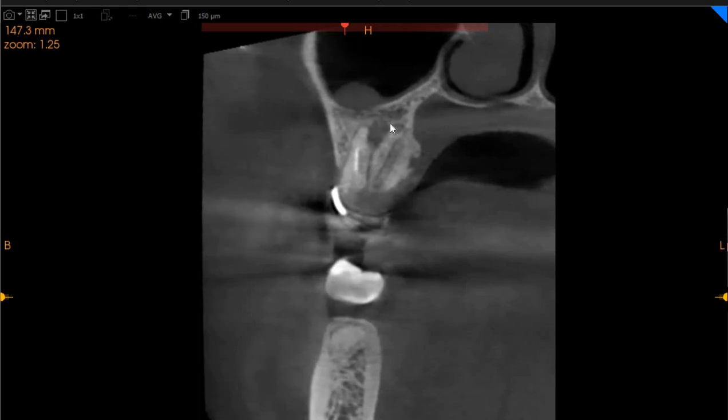When you move on to the upper left second molar, here also we can see that there is a crack in the upper left second molar, which is resulting in this periapical radiolucency, which is interradicular. So this radiolucency is peculiar only because there is a very significant crack that can be seen here in the upper left second molar.